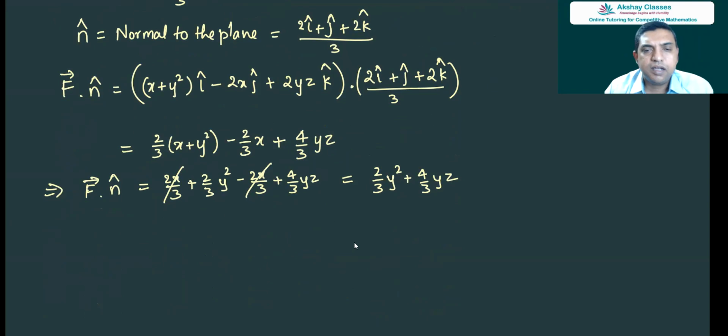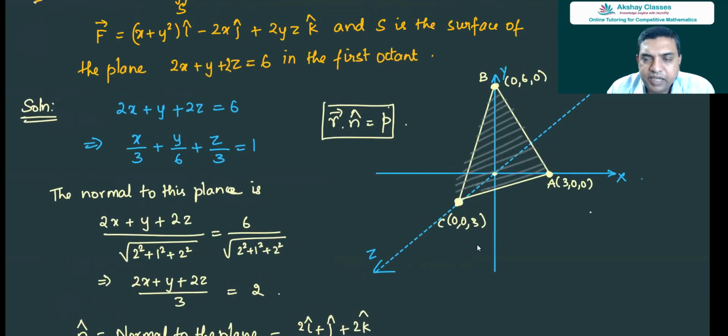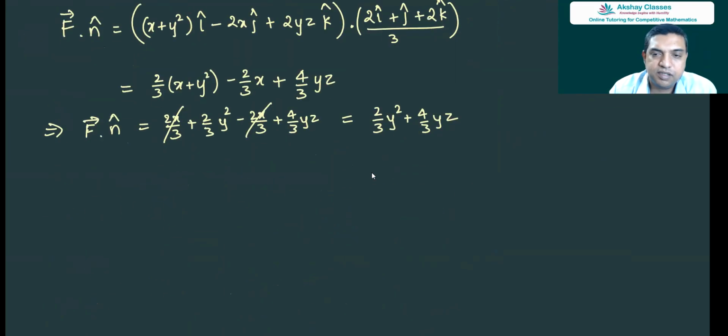Okay. Now, to make the conversion easy, I can take the projection of this along the xy plane and integrate. I want to integrate F dot n ds. I will convert to the xy plane. It will be easier. So look at this one. Converting ds to dx dy.